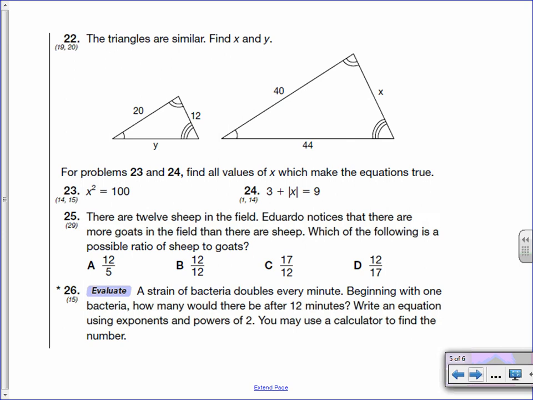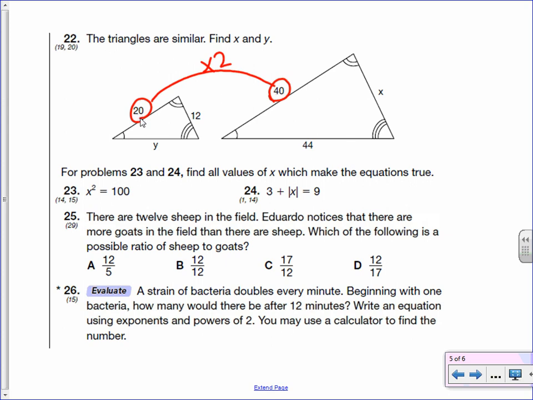The triangles are similar. Find x and y. So if we're looking at this, we have two triangles here, and the fact that they're similar means that they are proportional. So to go from one triangle's length to the corresponding length on the other triangle, there must be a factor that we multiply by. So to go from 20 to 40, these two sides are corresponding. I multiply by 2. That has to be true for all other side lengths.